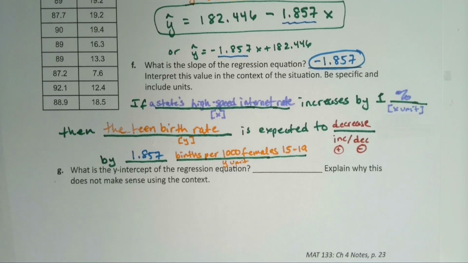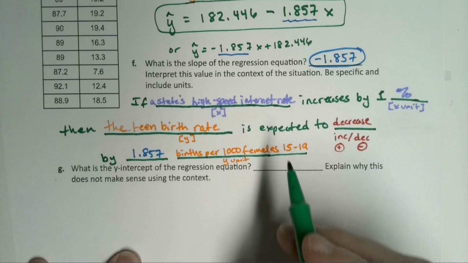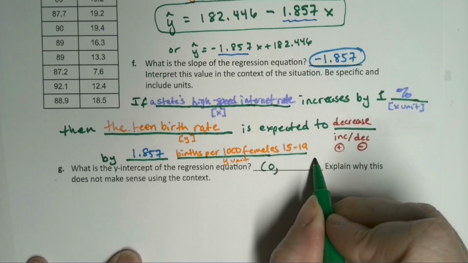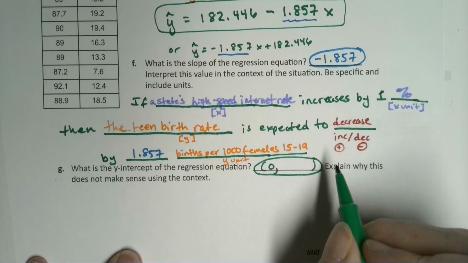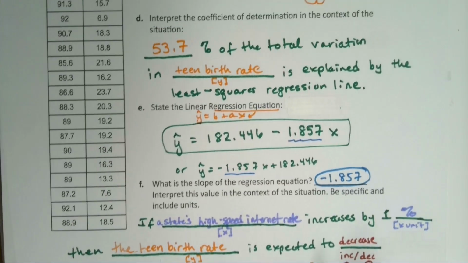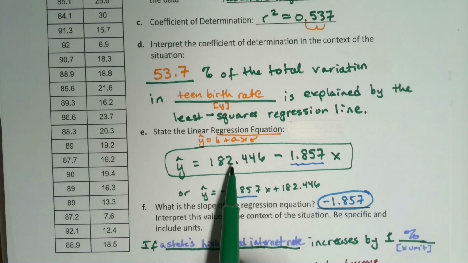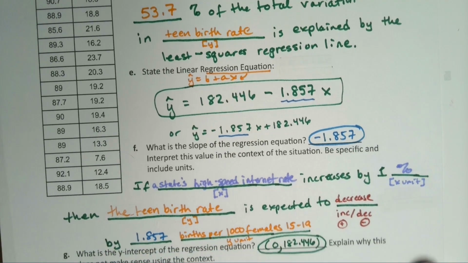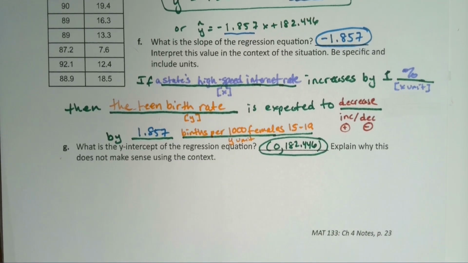All right, that was a lot. What's the y-intercept? Well, the y-intercept is always 0 something. So 0 what is the question? Right? It's an ordered pair, right? So we have to go back and look. The y-intercept is always the number that's not with the x. So it's 0 and then 182.446. Now that does not make any sense.